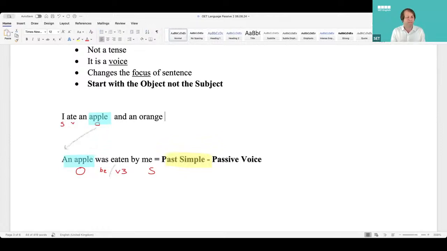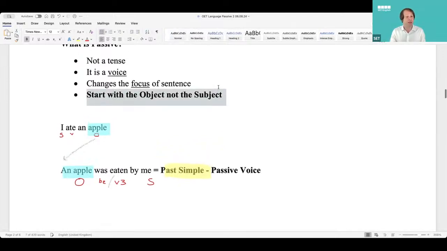What's happened here? We have two objects. And what did we say? In the passive, you start with the object. So this is the problem.